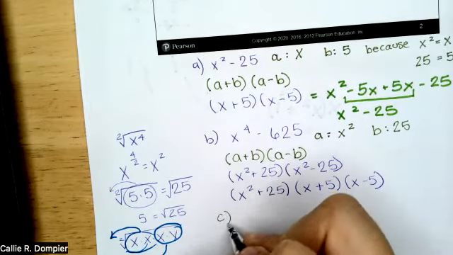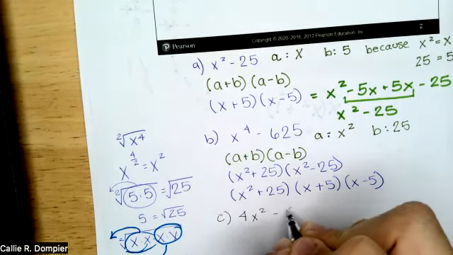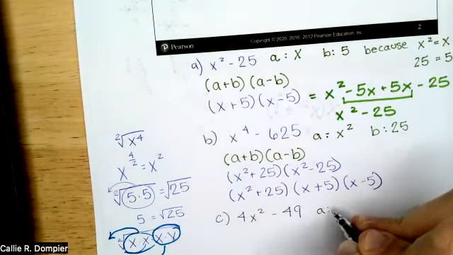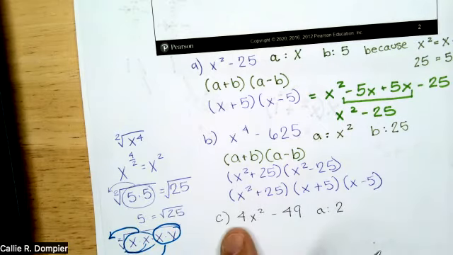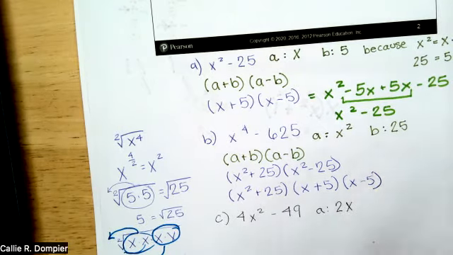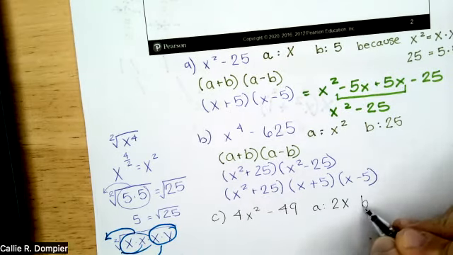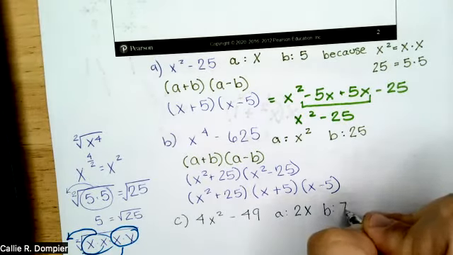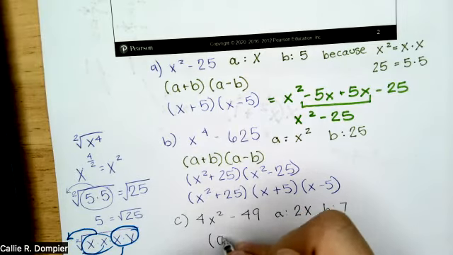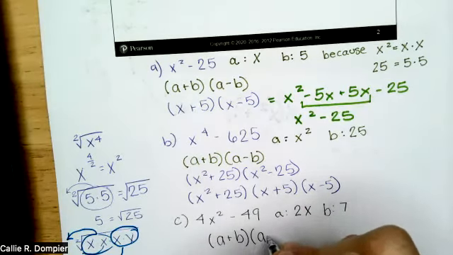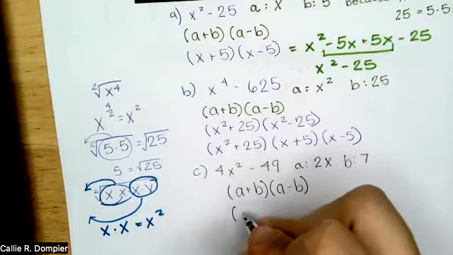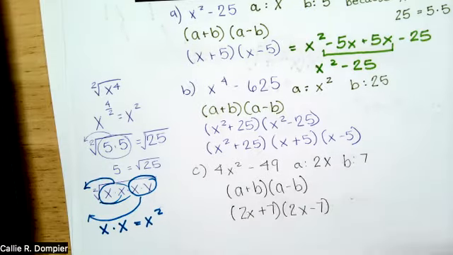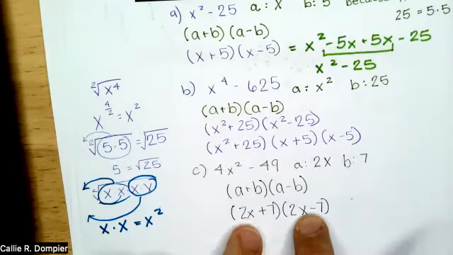C is 4x squared minus 49. So we want to check, is 4 a perfect square? Yes, right? Because 2 times 2 is 4. x times x is x squared. So a is going to be 2x. b, remember, is positive 49. So what number times itself is 49? A positive 7. Good. a plus b times a minus b means it becomes 2x plus 7, 2x minus 7. It's okay if your minus is in front.